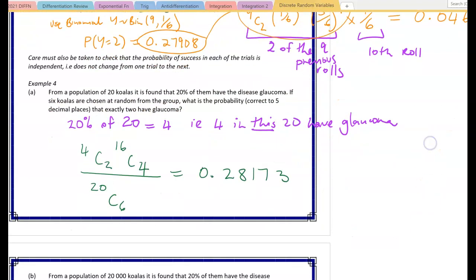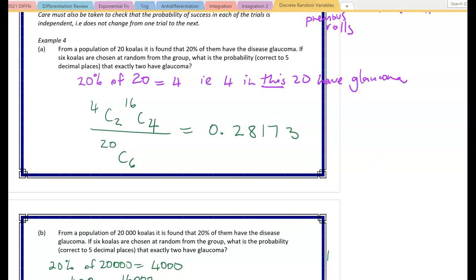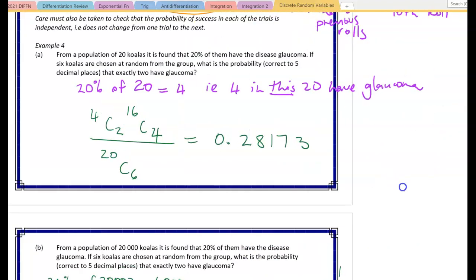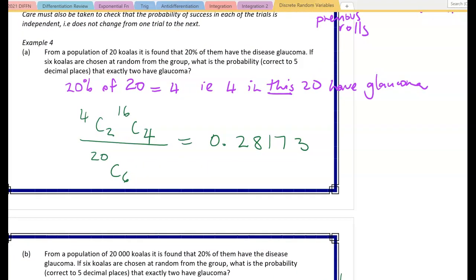And the other thing I wanted to show you is the difference between when you can use binomial and when you can't. So this question here in particular, you've got a scenario where I've tried to use the same question but showed you the variation. So this question, you've got 20 koalas, 20% of them have the disease. So 20% of that 20 only. So you're pulling koalas out of that group of 20.